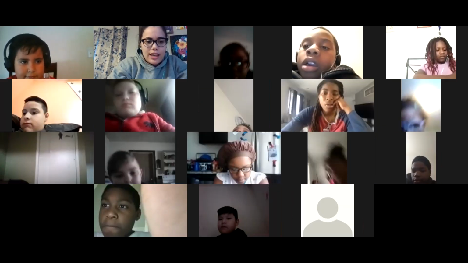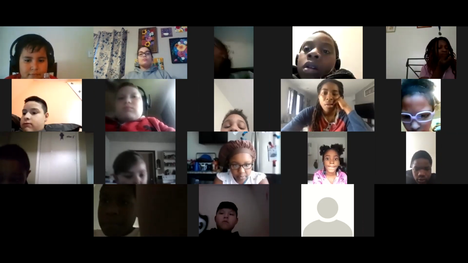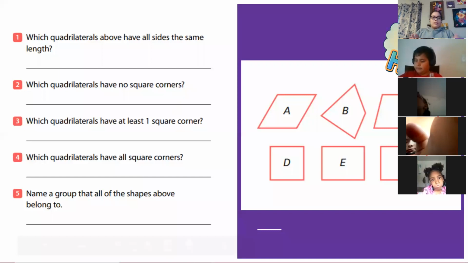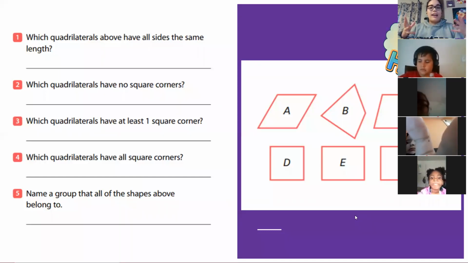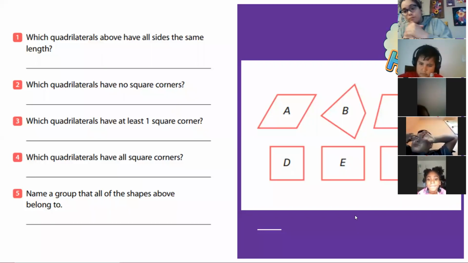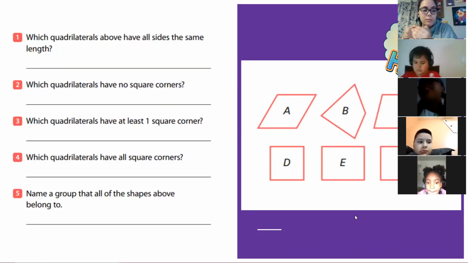Tuesday, we talked about different quadrilaterals and their attributes. Remember, attributes are characteristics of a shape, or a different word. And we finished with this. After seeing some answers that you gave me, there's still some things that we need to clear up. Specifically, number 5 was probably the most missed problem.